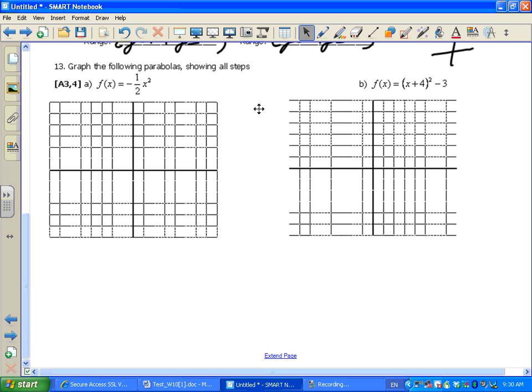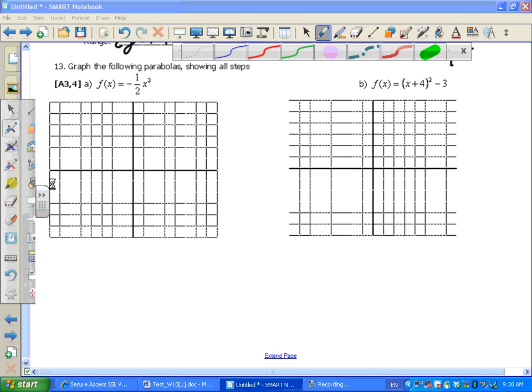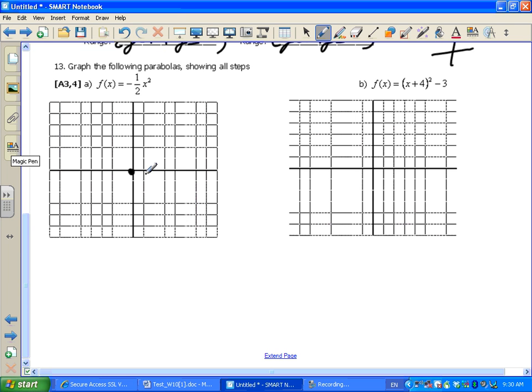Graph the following parabola showing all steps. Okay. For some reason this didn't come out very nice, but we're going to draw our scales here. This is our origin. 1, 2, 3, 4, 5, 6, 7, 8. Negative 1, negative 2, negative 3, negative 4. Ooh. The scale is terrible. 1, 2, 3, 4, 5, 6. And negative 1.